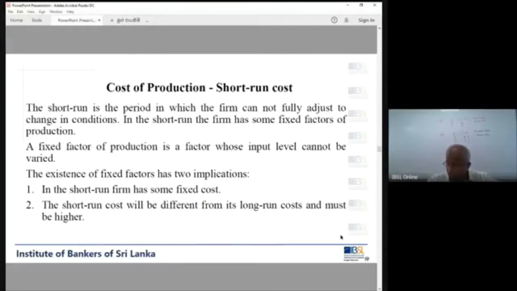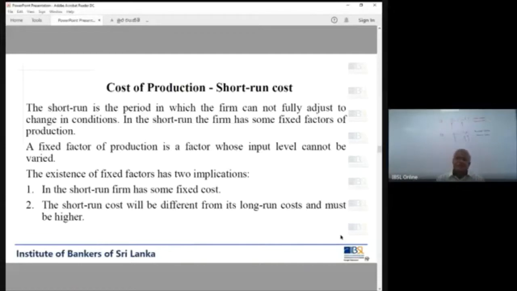Generally, the long run cost of producing the output is less than the short run cost of producing the output. Why? You have more flexibility. Labor is variable, capital is variable, then definitely in the long run, the cost of producing the given amount of output is less. Short run cost will be different from its long run cost and must be higher. Short run cost is higher than the long run cost of producing the same level of output.